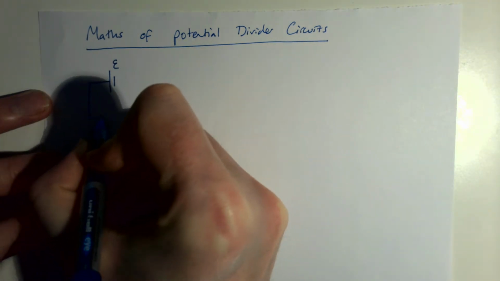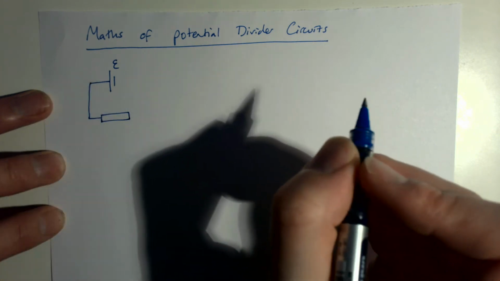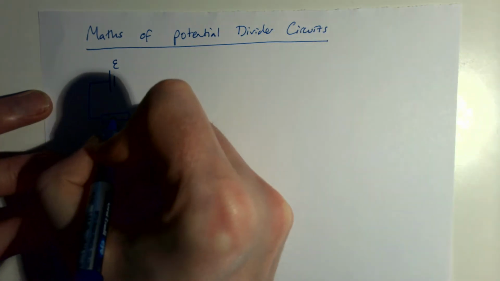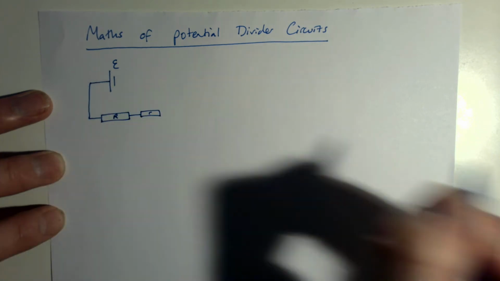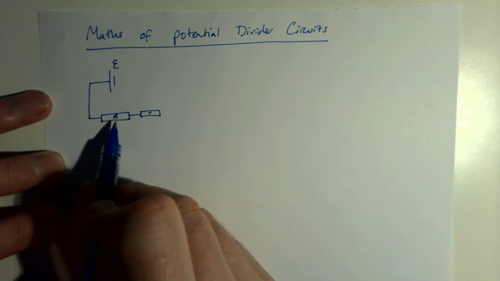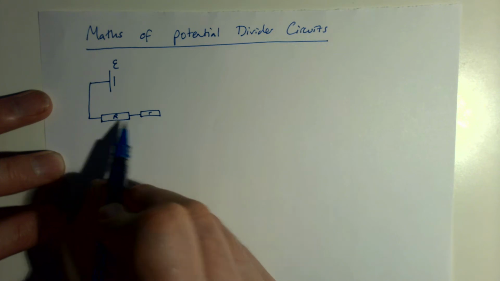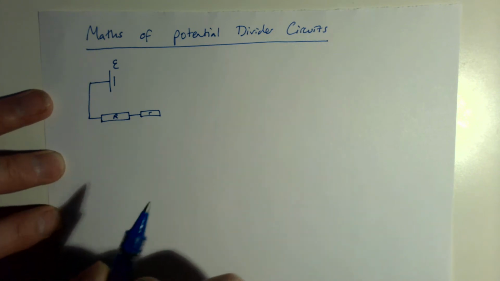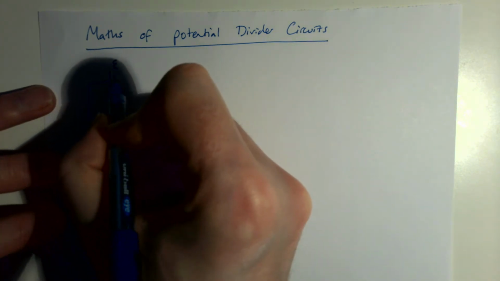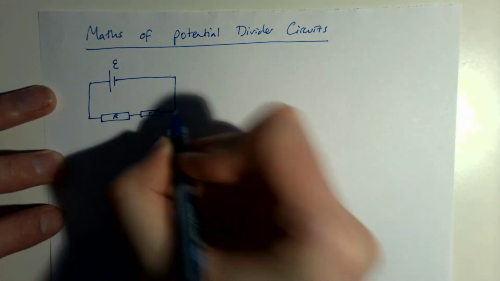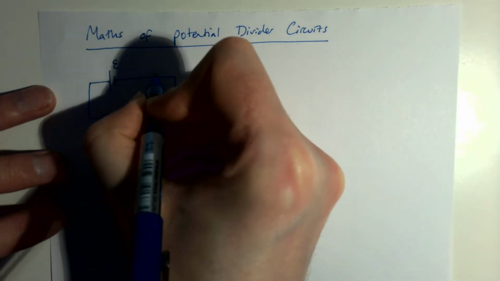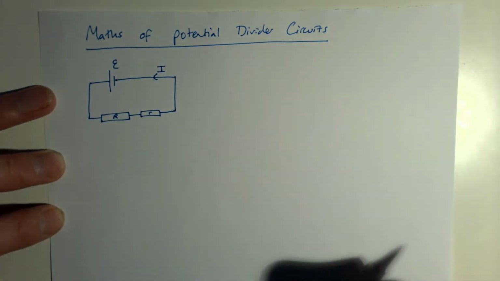And a potential divider circuit has got two resistors, and I'm going to call one big R and one little r. So that could be any value resistor and that could be any value resistor. And we could put an ammeter in the circuit, but we'll just say that the current flowing in the circuit is I.